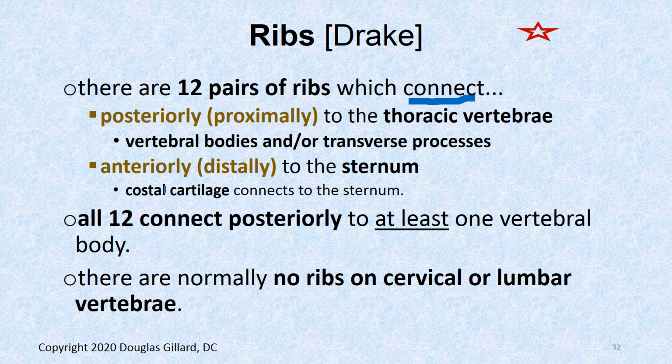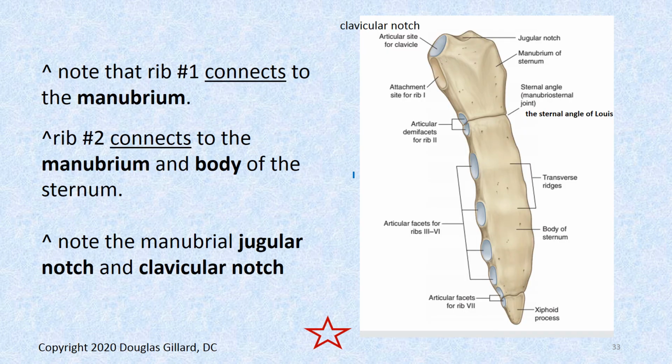And we'll also see that anteriorly, they don't really plug right into the sternum. There's an in-between tissue, a cartilage called costal cartilage, that they connect to. And all 12 connect posteriorly to at least one vertebral body. They don't always connect to the transverse process. Remember we said T12 and T11 don't connect to the transverse process. There are normally no ribs in the lumbar or cervical spine. Although we did look at a cervical rib, didn't we?